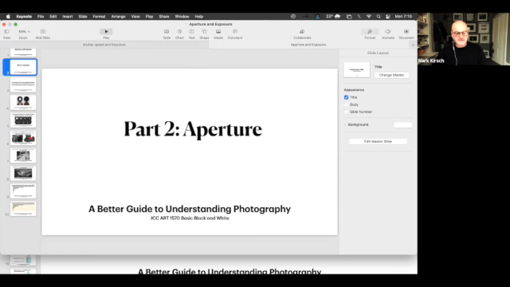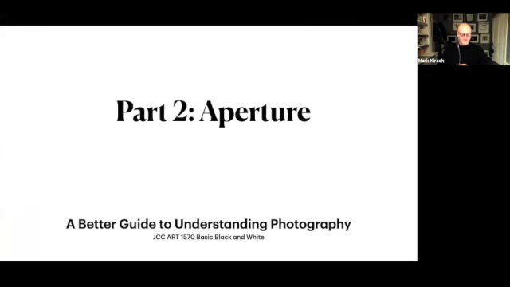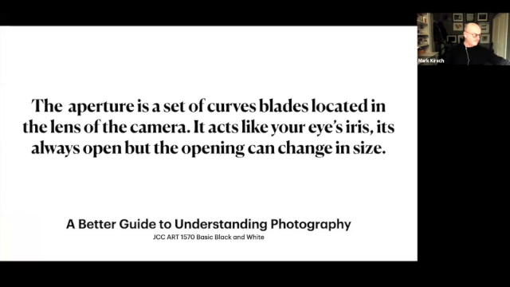The second part of this is the aperture. The aperture is that set of curved blades that's located inside the lens. That set of blades inside the lens might be wide open or closed down. It's like the iris in your eye. It never closes completely, but it controls the intensity of the light.